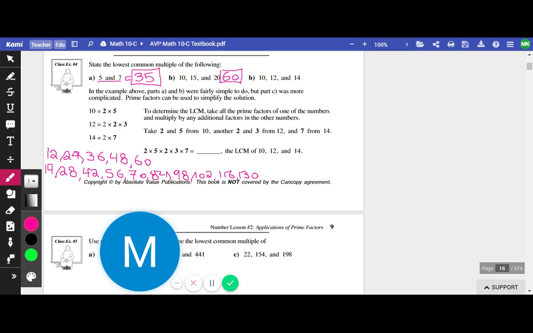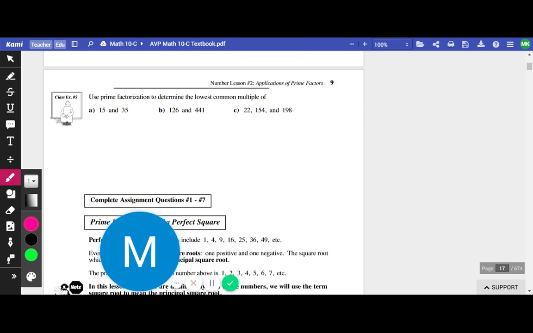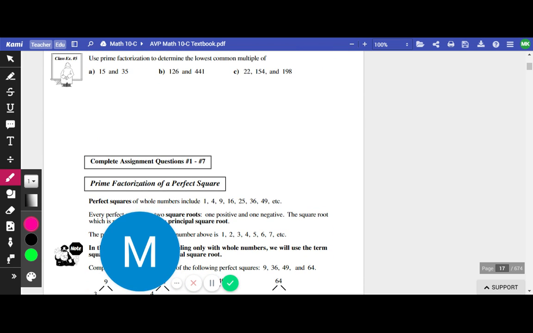I'll show you how it works. We're going to skip over to the next page and prime factorize these numbers. We'll start with 15, which becomes 3 times 5. And when you prime factorize 35, it becomes 5 times 7. I've already done it for you, so you don't need to worry about drawing the tree.